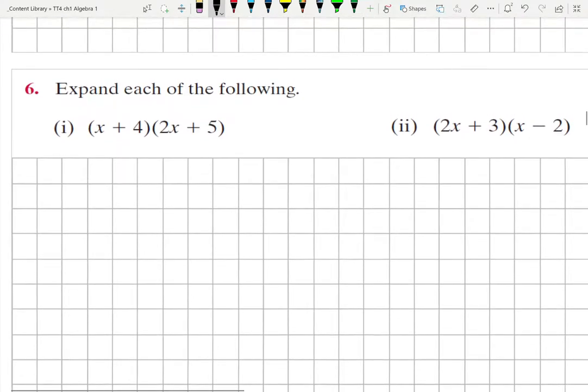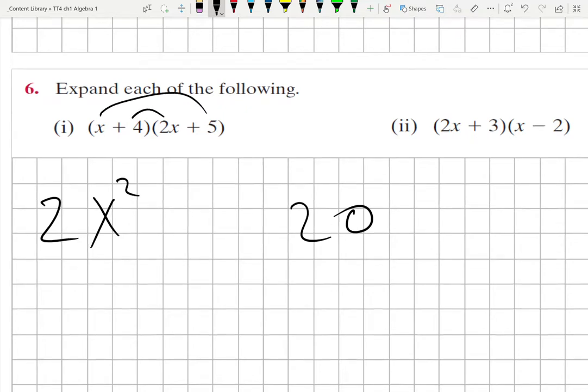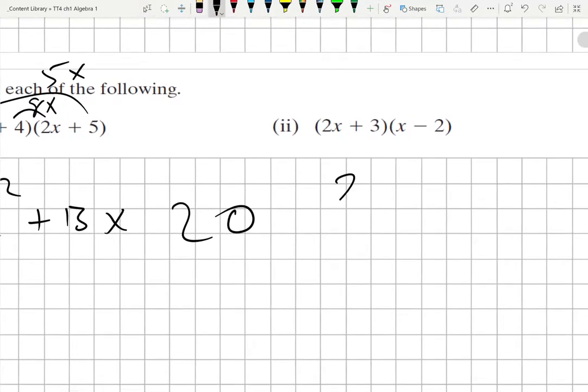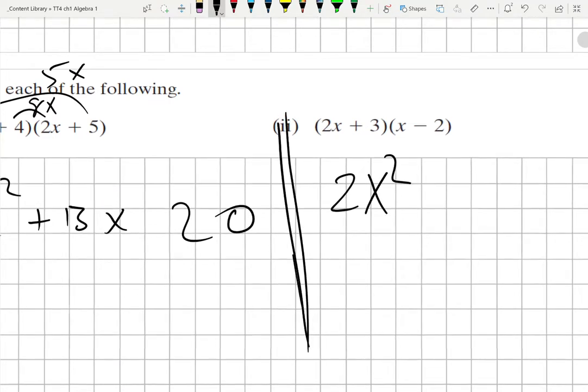The important thing here is the square term and the constant term are very easy to determine, and then you can do your rainbow here with 8x and 5x is 13x. Okay, we know we're getting 2x squared minus 6, so the middle term, the linear term, is 6x take 4x is 2x.